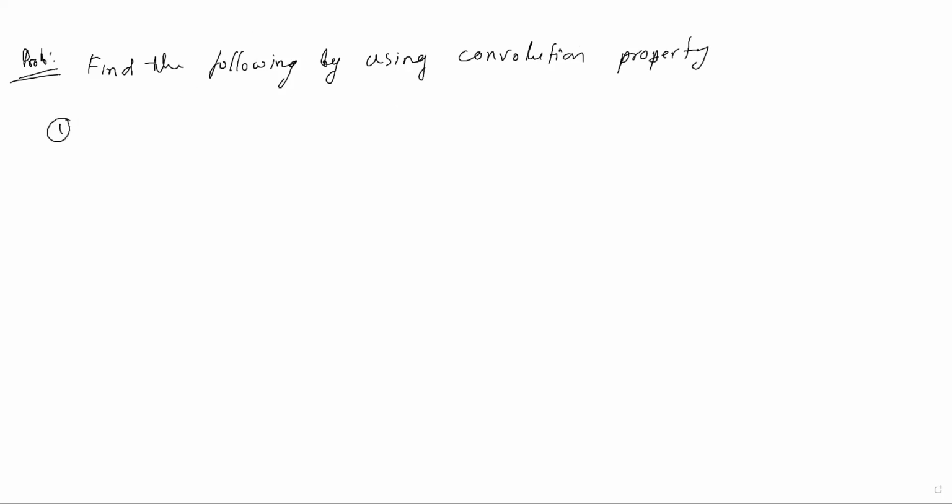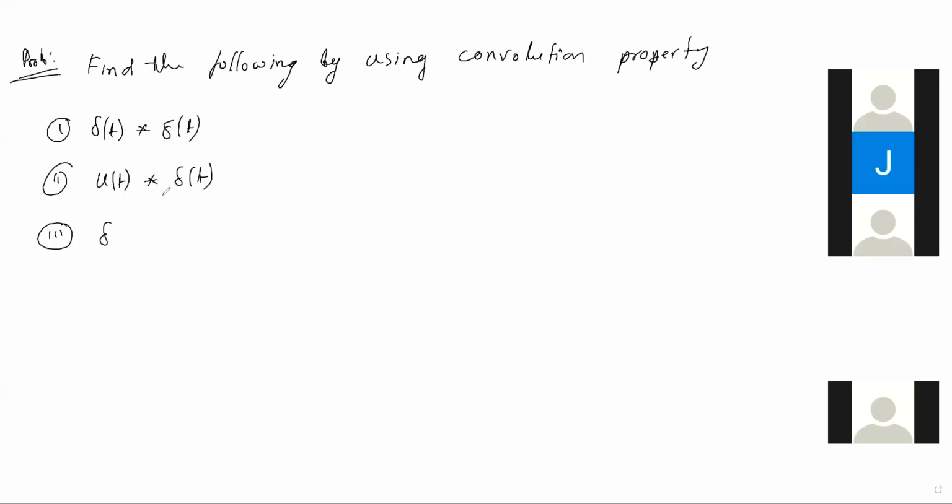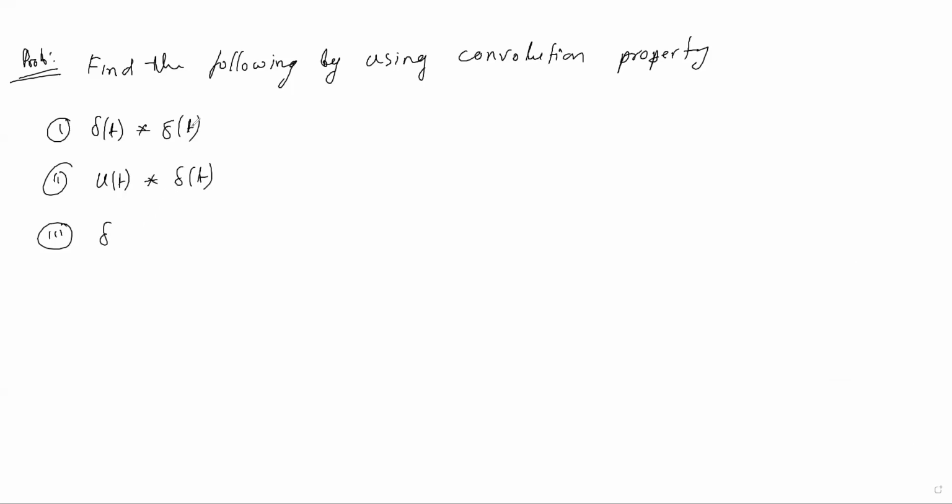Let me give one. First one is, if we have to take the convolution between delta t and delta t, what will be the output? The output is delta t convolve delta t. You should know the property, then these things will be easy for you. If we solve this by taking the integration formula, that is difficult and will take more time. But if you apply the properties, you can get the answer very easily.